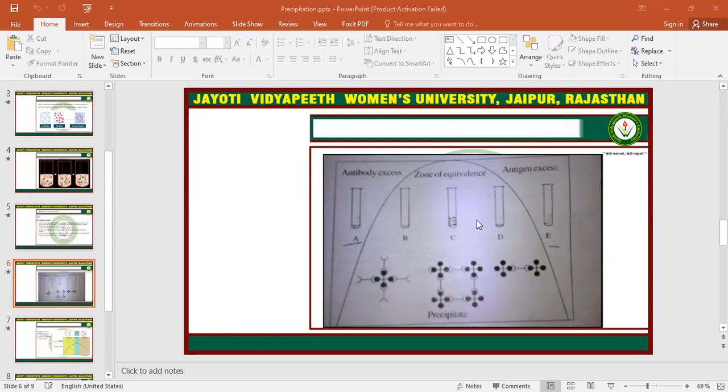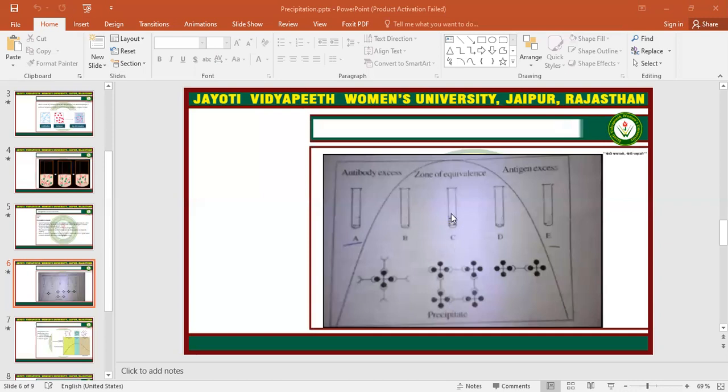In the middle tube, we observe that the precipitate is formed, which indicates that antigen and antibody are in equal proportion. In the other tubes, antigen and antibody are not in equal proportion. The antigen antibody reaction occurs, but precipitate is not formed. So when the antigen and antibody proportion is equal, then we can find the concentration of the particular antigen.